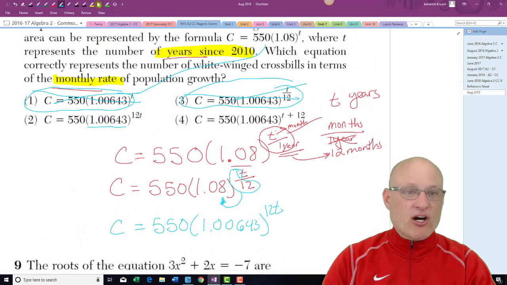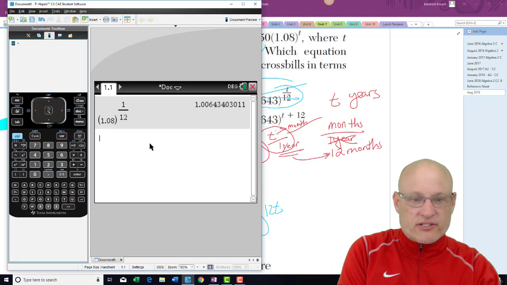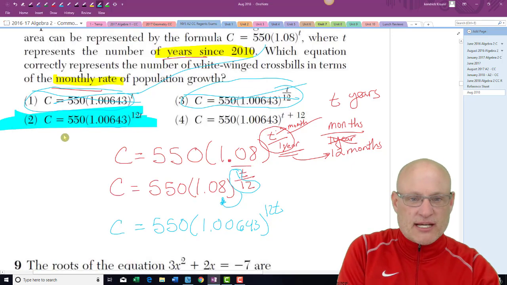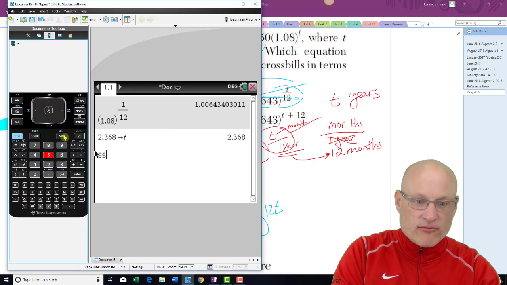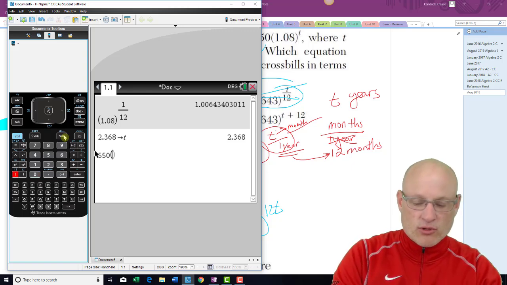Having said all that, I'm fairly certain this is the right answer. We can pick any value we want for t. Let's just take 2.368 and store that into t. And I'm going to type in the original 55, parenthesis. Let's see if this works.